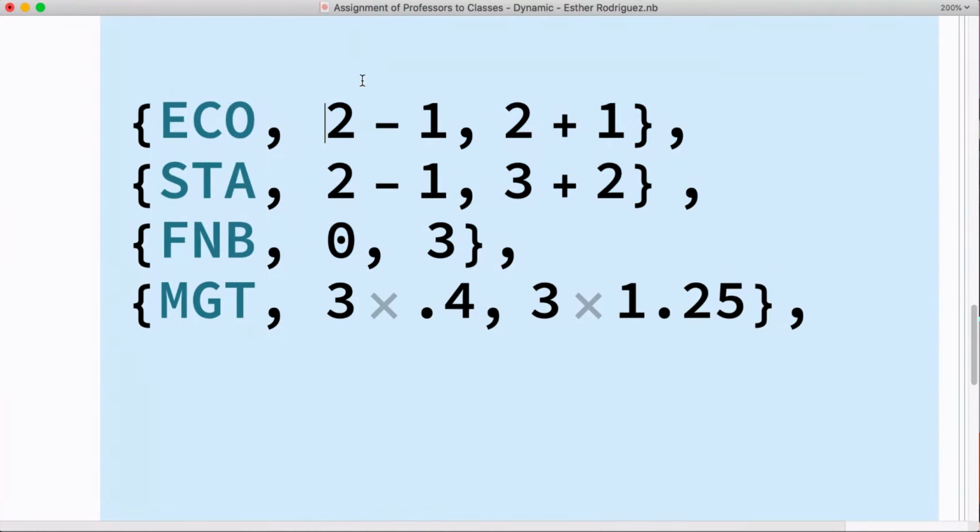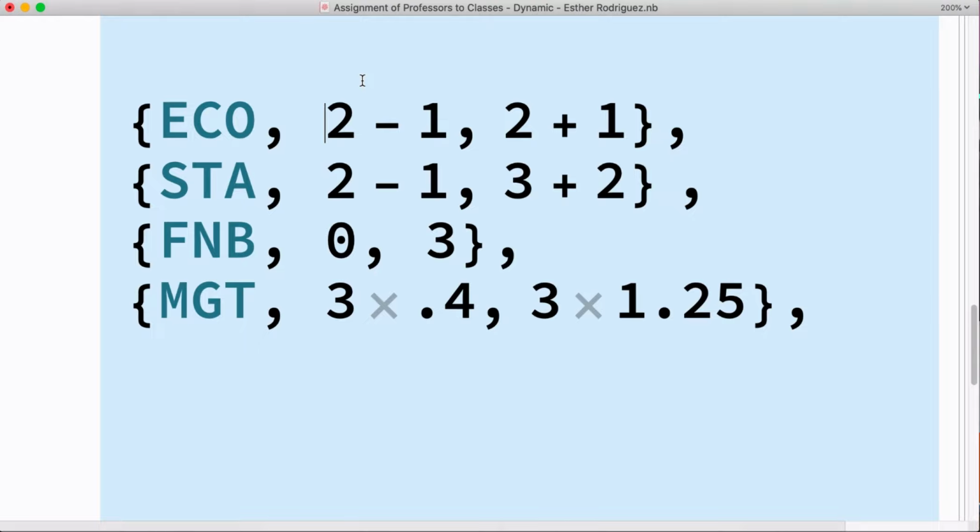The assignment of the professor to the classroom. No. Is this supply or demand specifications? This is the demand. The demand. Demand of what? Of professors or the supply of classes? I believe the demand of. Wait, I think it's the supply of classes. You are right. Okay. This is the supply of classes.